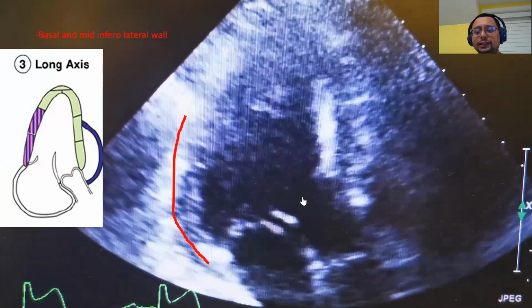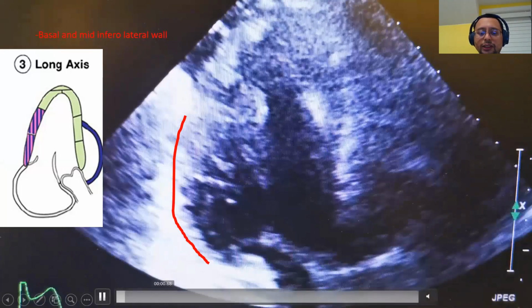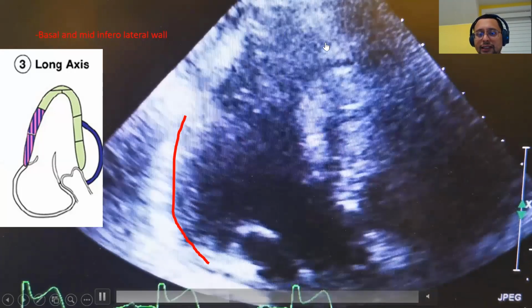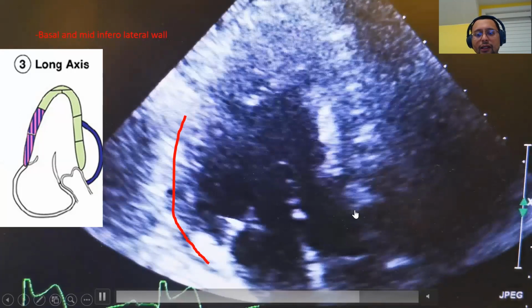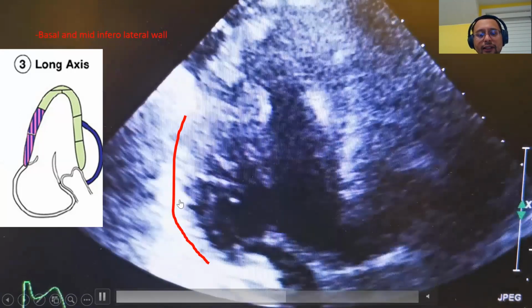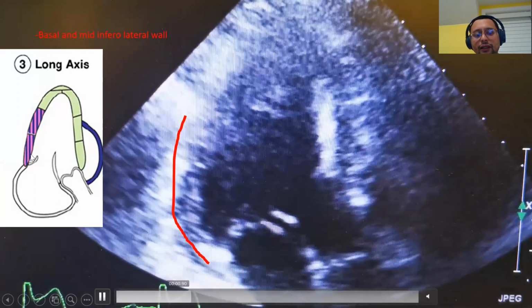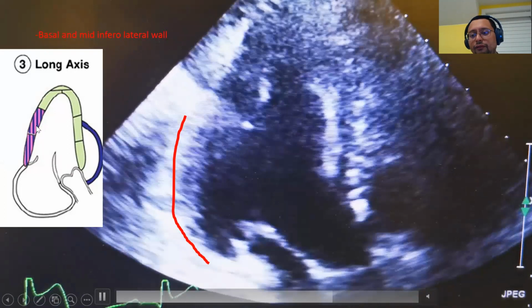Okay, so this is an apical long axis view. So this is not the four chamber view, my mistake. This is the long axis view, so this is actually the left ventricle here. Now if you look, where is the part that is hypokinetic? You can see that this part is hypokinetic. Again, this is the same part as previously, basal and mid-inferolateral.